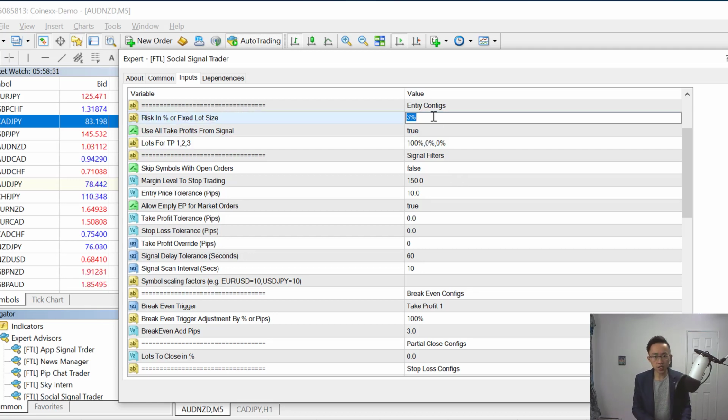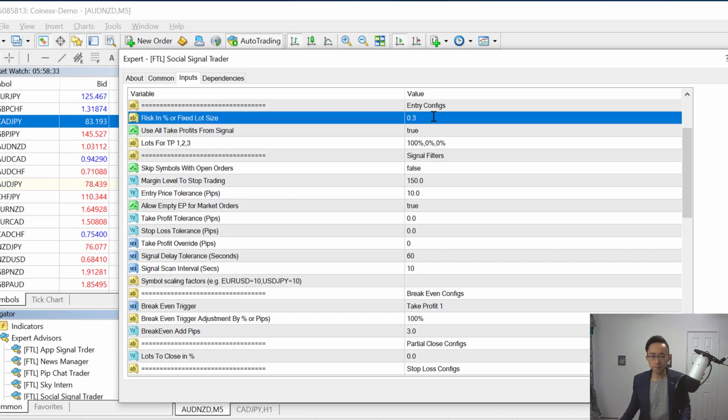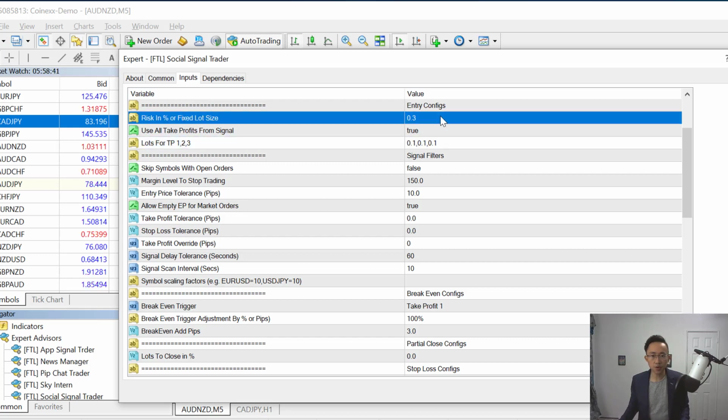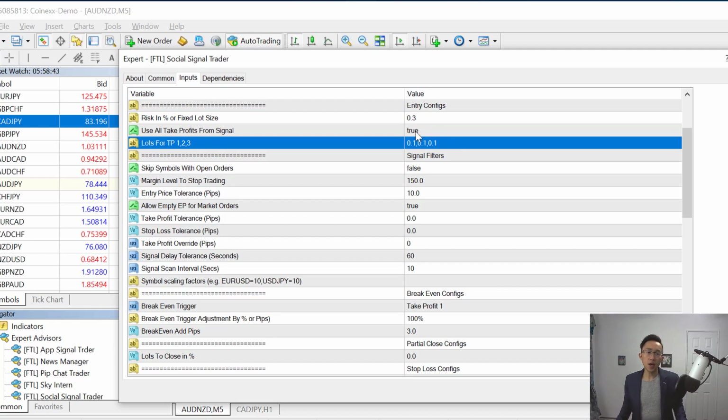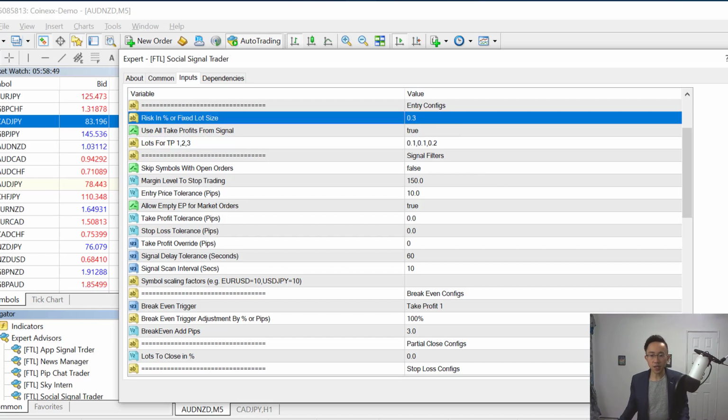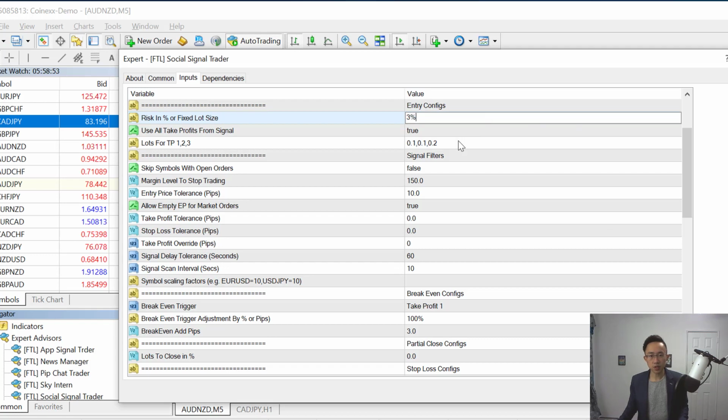Let's say you are setting it to a fixed lot size. You can actually do 0.1, 0.1, and 0.1. As long as these 3 add up to 0.3, it's a valid setting. If you do 0.2 at the end, it doesn't add up, and if you hit OK, it will give you a warning. Okay, so let's go back to the regional setting.